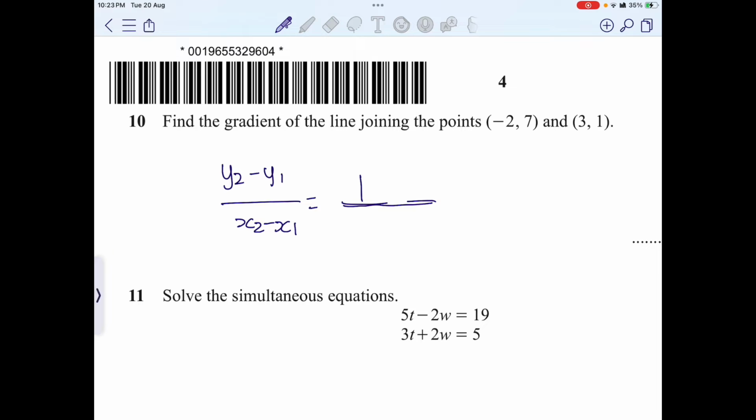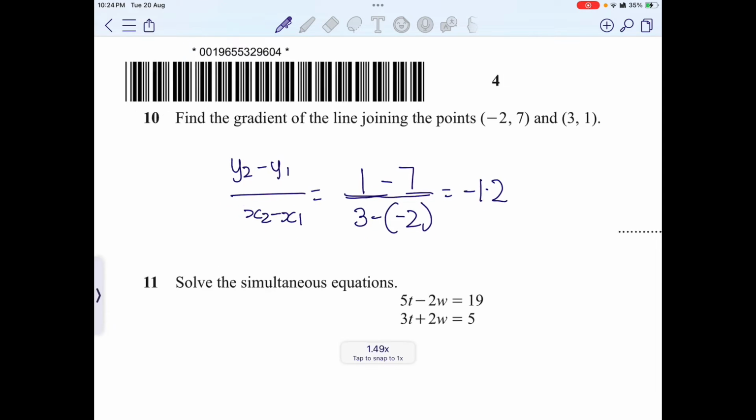y2 is 1 and y1 is 7, x2 is 3. Now remember there's a minus sign here, so I'm just going to put an extra 1, -2. Just put this in your calculator. 1 minus 7 is basically -6. 3 minus 2 is 5. So that gives me -1.2, or you can write it in fraction form as well.